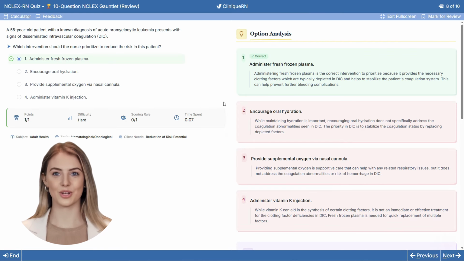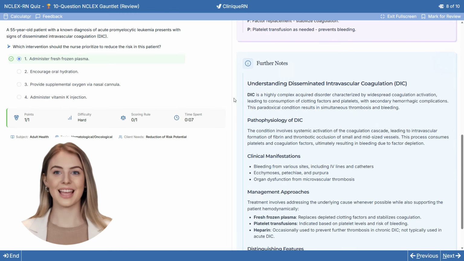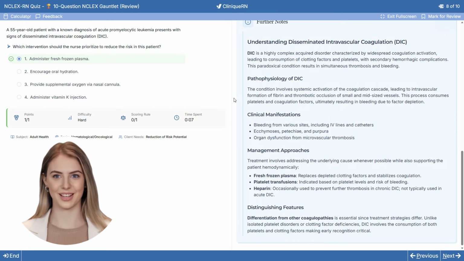Let's take a quick look under the hood. DIC, disseminated intravascular coagulation, is a chaotic, two-sided condition. The body forms tiny clots everywhere, using up all the platelets and clotting factors. Then, when you actually need to clot, there's nothing left, and the patient starts bleeding from IV sites, gums, and surgical lines. The result? Thrombosis and hemorrhage at the same time. That's why FFP is the priority. It stops the bleeding spiral by replenishing the depleted clotting factors immediately.